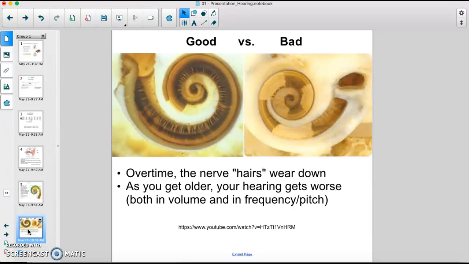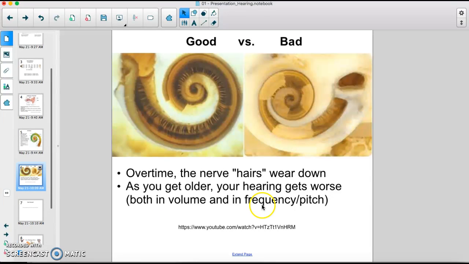You may notice that when you're talking to grandma and grandpa, both volume, so you have to speak louder, and pitch and frequency are affected. Men's voices tend to be a little bit easier to hear for older people because they're lower frequency. So both of those can start to go as you get older. Something that's really concerning for our generation is we now have earbuds that we shove into our ear and funnel a lot of that sound straight into our ear. So there's a lot of concern that in the future, as we get older, our hearing is going to go quicker because of that.